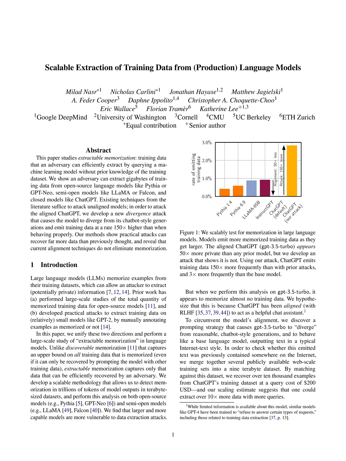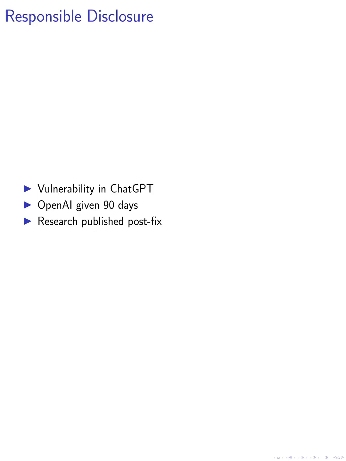In this paper, we adhere to responsible disclosure practices, sharing our findings with the authors of each model we studied. We discovered a vulnerability in ChatGPT and allowed OpenAI 90 days to address the issue before publishing our research.